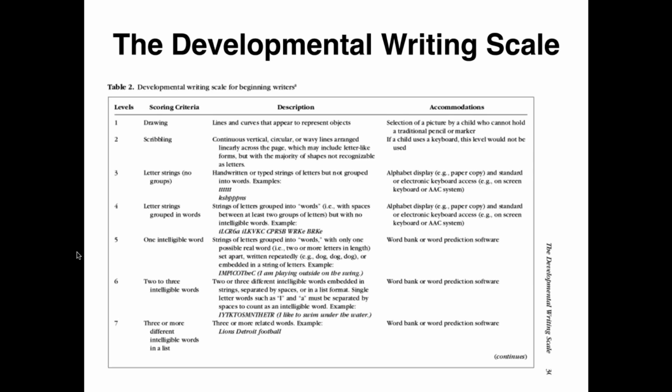And what's unique about the developmental writing scale is we first describe what typical drawing development looks like for students who don't have disabilities, and then we talk about how we would accommodate that for students who do have disabilities. So for students who don't have disabilities, they're using lines and curves in a way that they appear to represent objects. And then we start to see these continuous lines, these vertical or circular or wavy lines, that when they're actually going from drawing to scribbling, you see that it's very linear across the page. They understand that writing isn't something where letters pop up in random places all over the page.